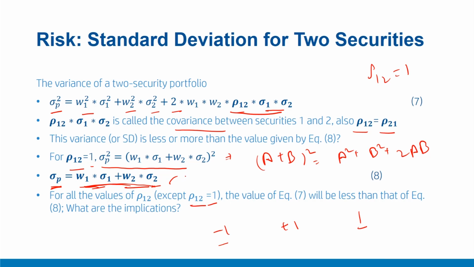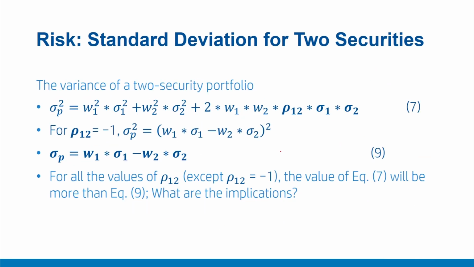This diversification is appearing because the correlation between these two securities is less than 1. That means any correlation which is less than 1 results in diversification. Let's consider another extreme case where correlation is equal to -1.